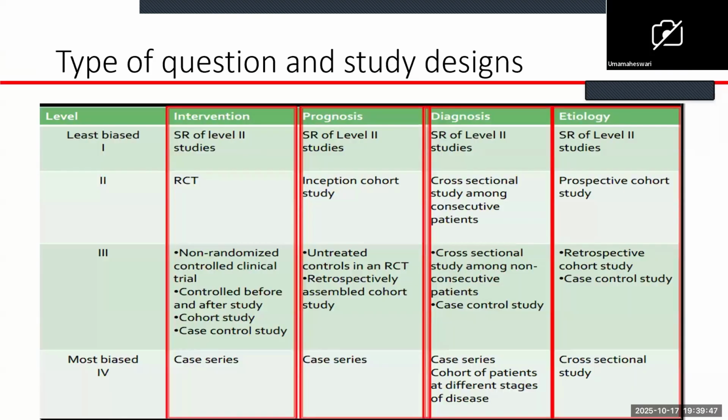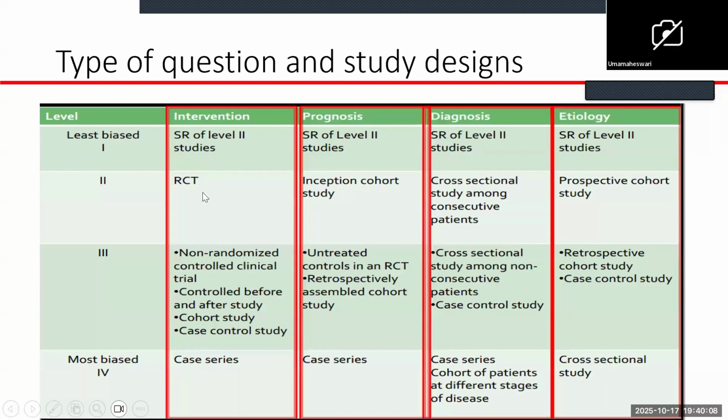Depending on the type of question, whether I'm going to study the intervention, prognosis, diagnosis, or etiology, all of this comes with the systematic review. But the second level is the systematic review of level 2 studies only. So this will be our basic primary study design.